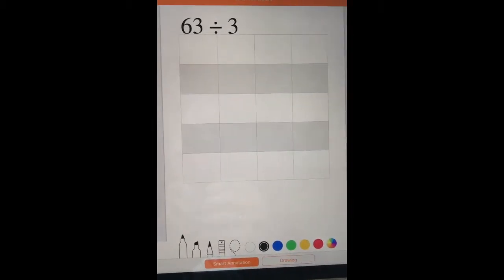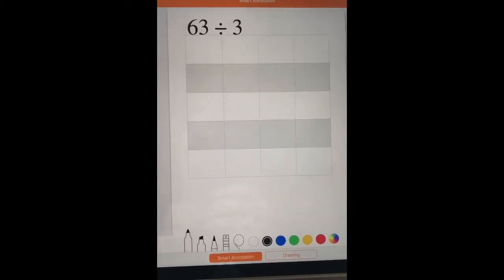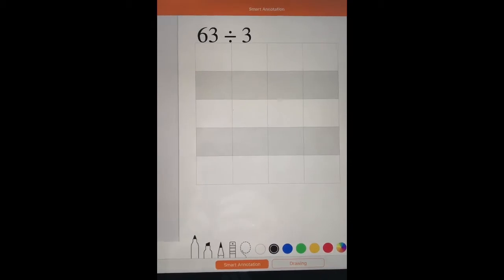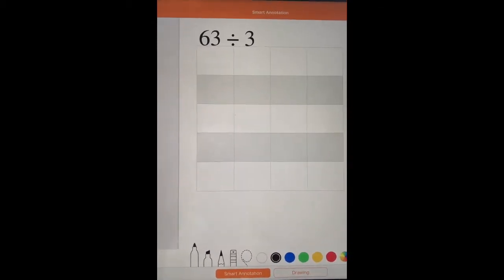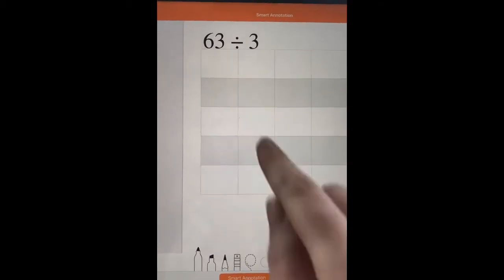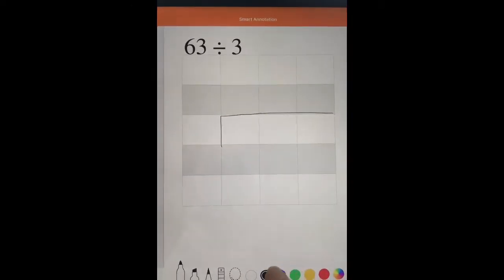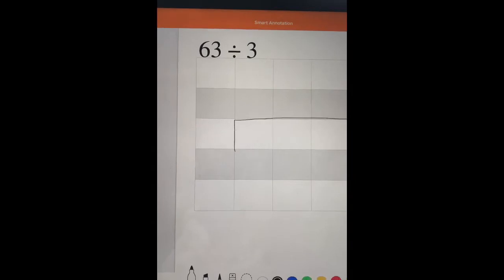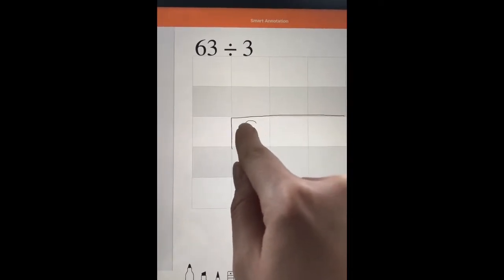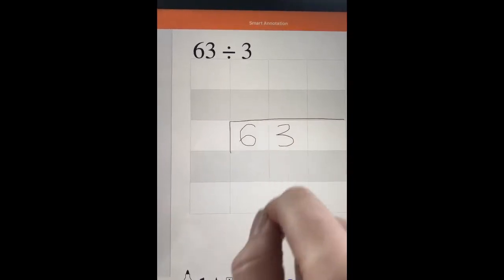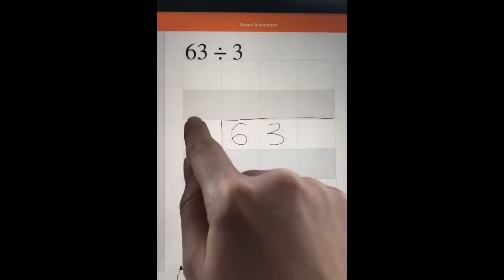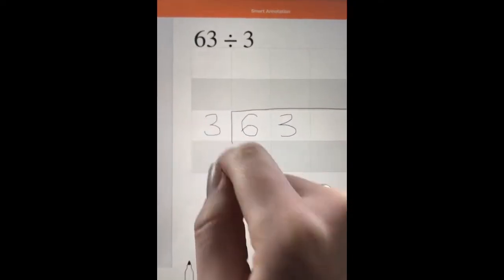In this video I am going to show you how to do bus stop division. This is the method that you would use when you're dividing by a single digit. We start off by drawing in our bus stop and then we pop our numbers in. The number that we're dividing goes inside the bus stop, 63, and the number that we are dividing by goes on the outside, like so.